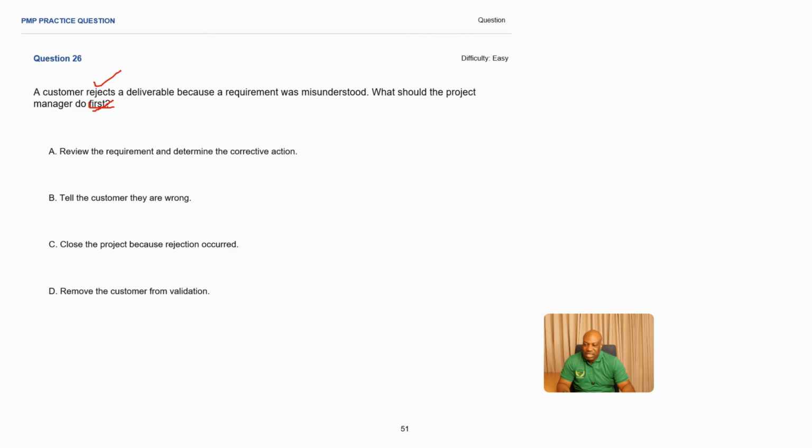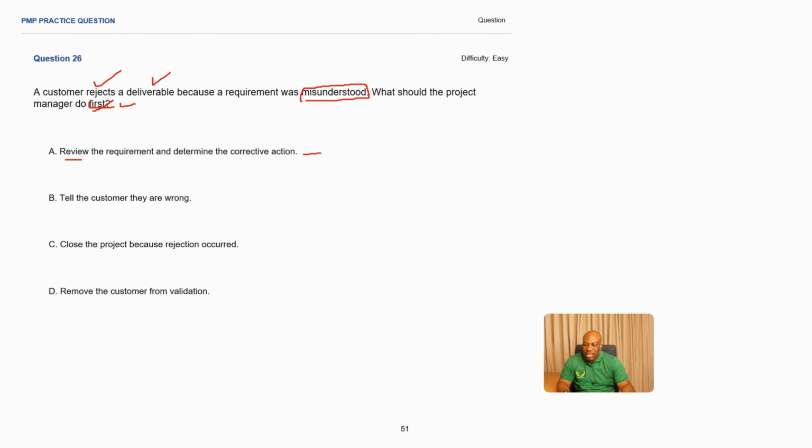A customer is rejecting a deliverable. This is our problem statement because the requirement was misunderstood. So, there was a requirement which was misunderstood by the team, and therefore, the customer is now rejecting the deliverable. What should the project manager do first? A is to review the requirements and determine the corrective action. Okay, makes sense. I like the word review because it's first. First, you need to get more information.